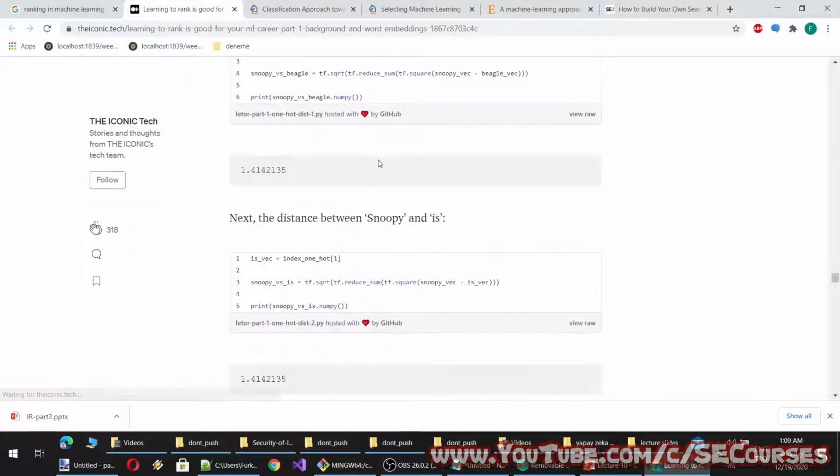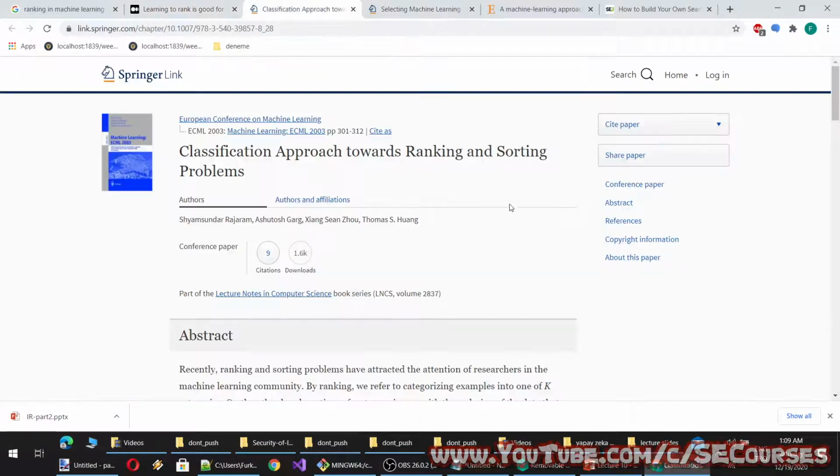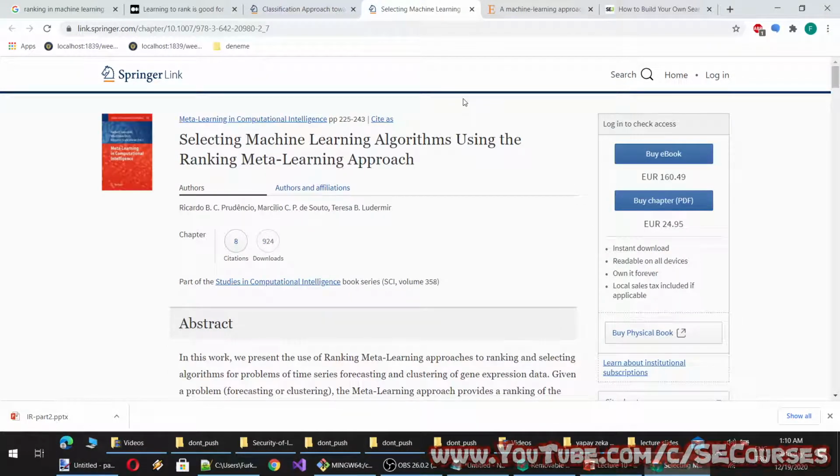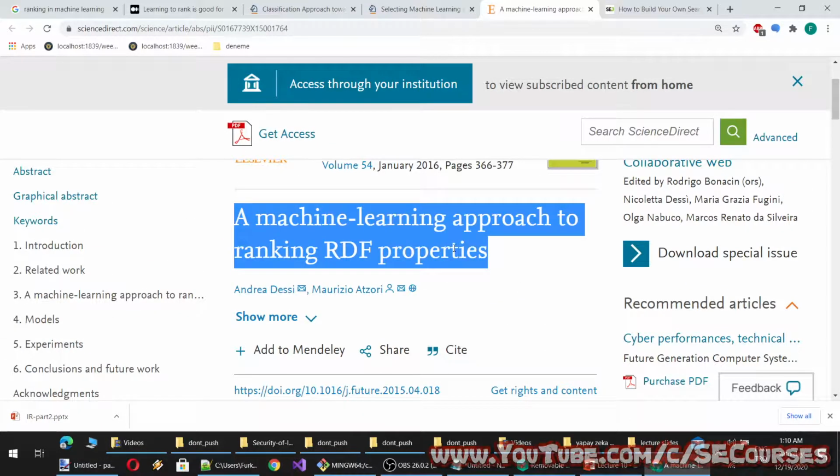Okay, this is traditional ranking. We have already seen that. You see there are also academic articles. A machine learning approach to ranking RDF properties.